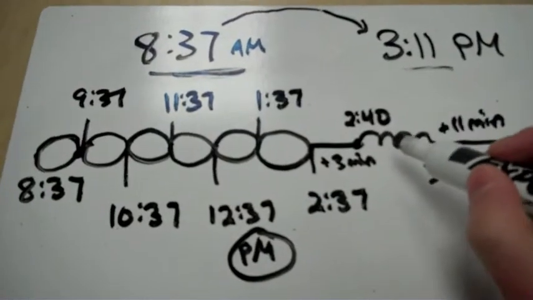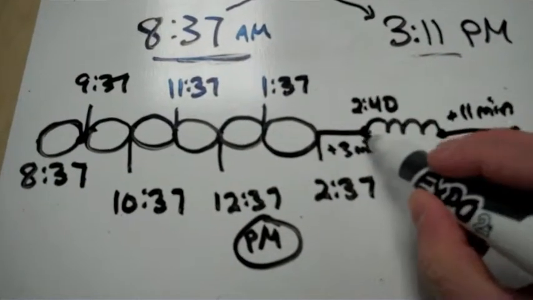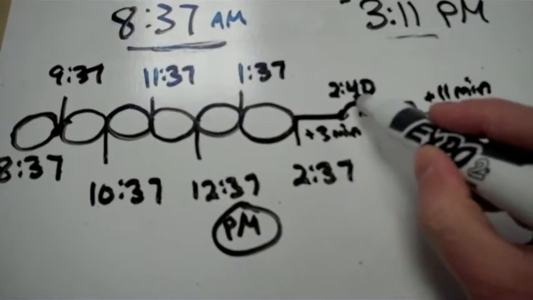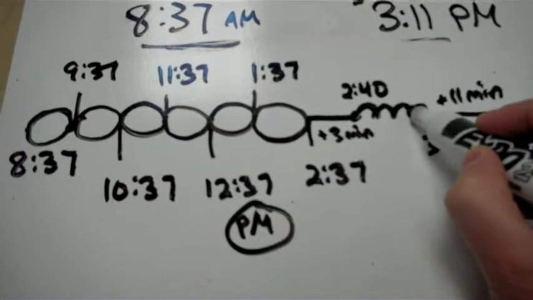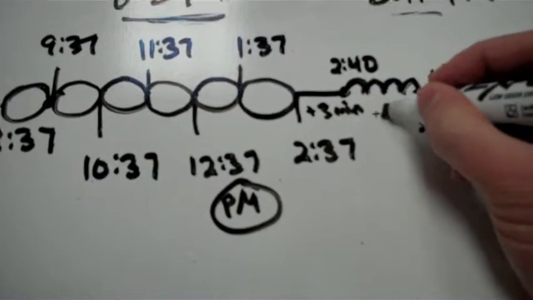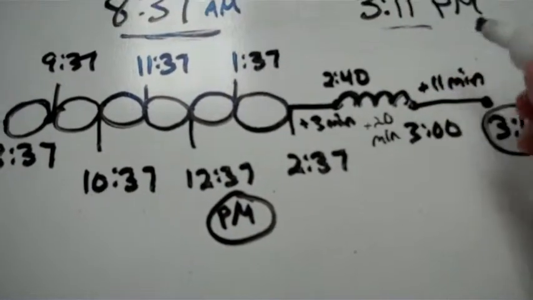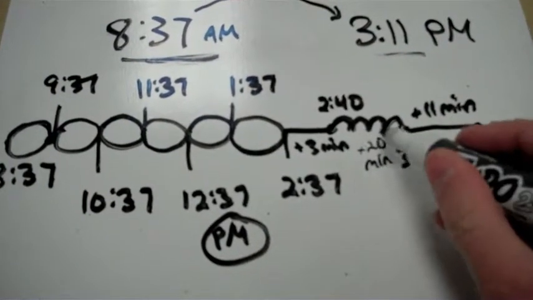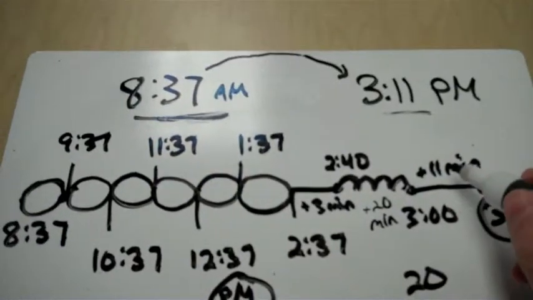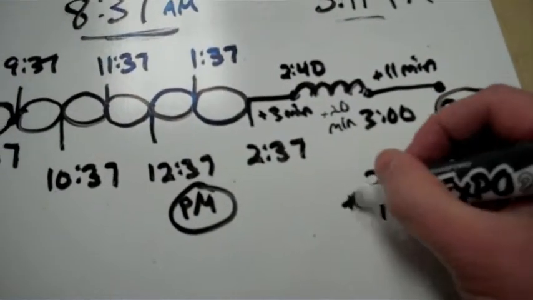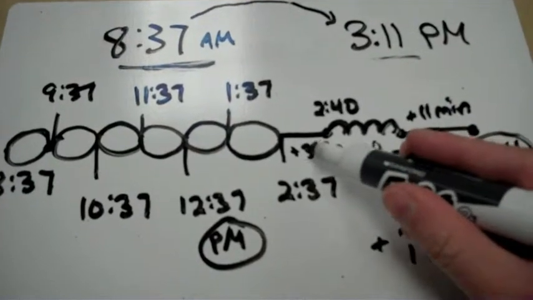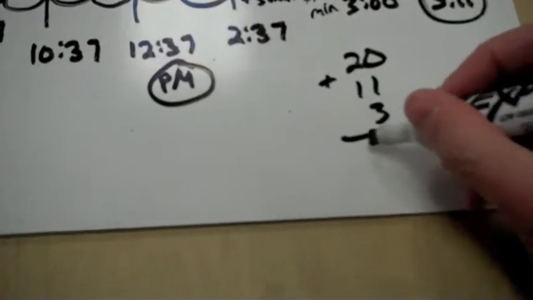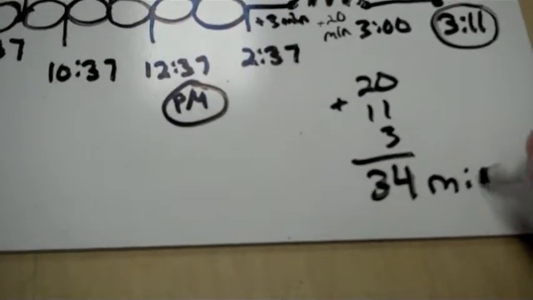The only other missing piece here is these intervals here. I counted by fives, and there was 1, 2, 3, 4 of them. So I counted 5, 10, 15, 20 minutes there. So adding all my minutes together will be pretty simple. I've got 20 minutes here. I've got 11 minutes here. And I have 3 minutes here. When I add those up, I'm going to get 34 minutes.